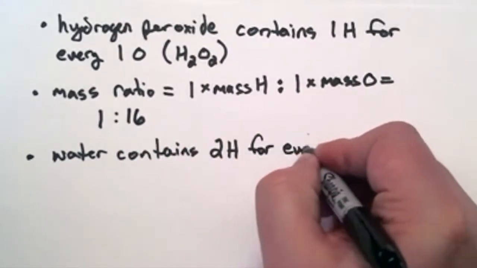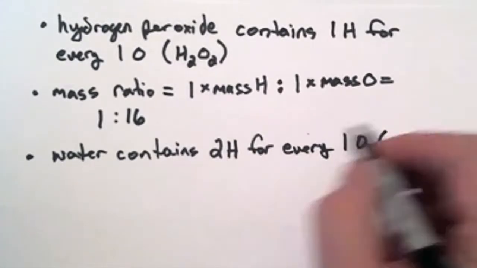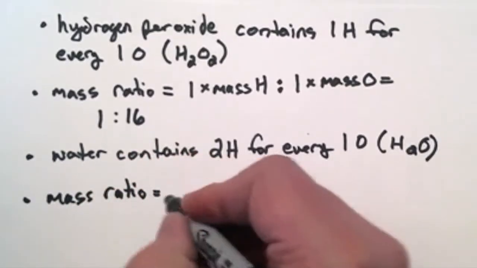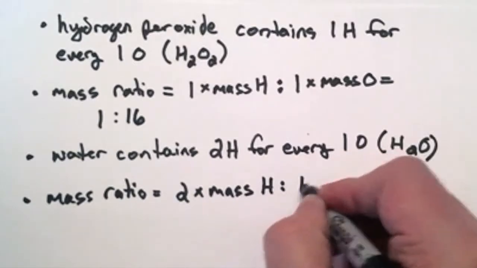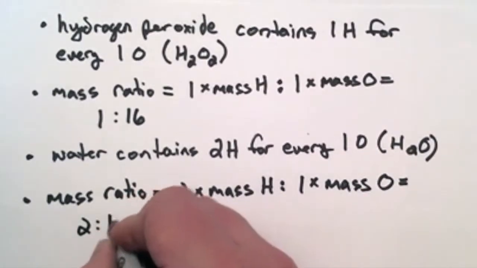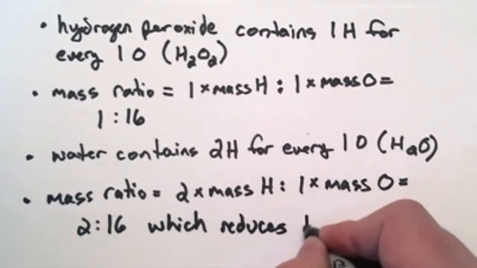Water contains 2 atoms of hydrogen for every atom of oxygen, for a molecular formula of H2O. Its mass ratio is therefore 2 times the mass of hydrogen to every 1 times the mass of oxygen. This equals 2 to 16, which reduces to 1 to 8.